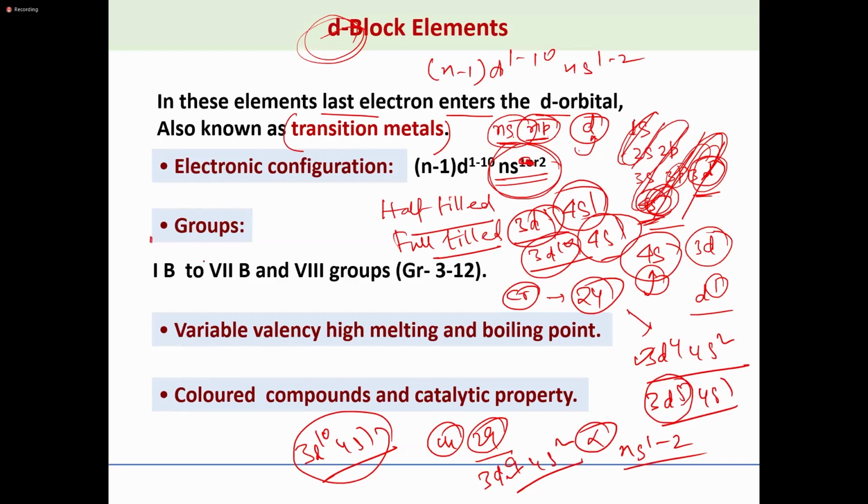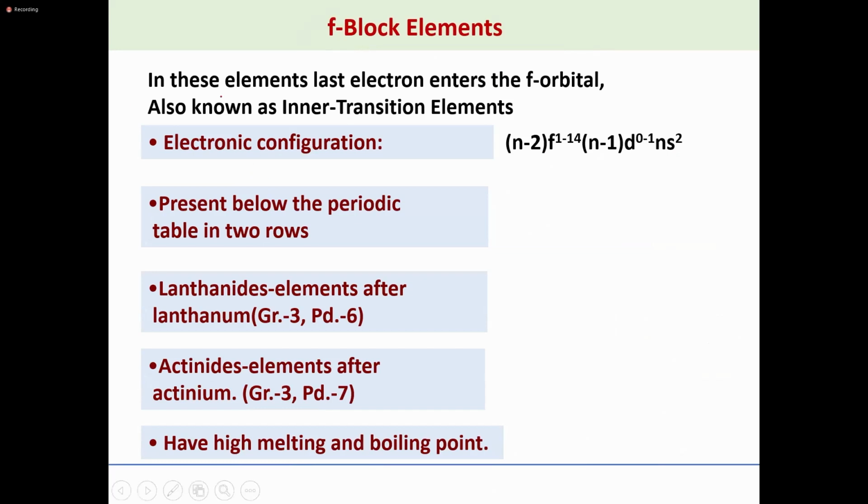Okay. And these groups are 1B to 7B, that means groups 3 to 12. They show variable valency, high melting points and boiling points. They form colored compounds and have catalytic properties, which means this type of element can participate in catalytic reactions. Then we will learn about the f block elements. In these elements, the last electron goes into the f orbitals.